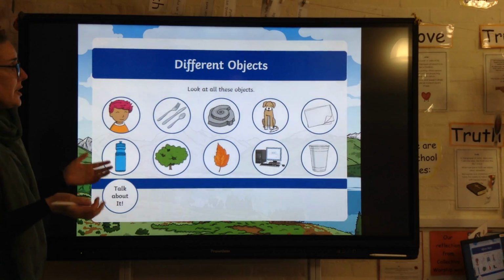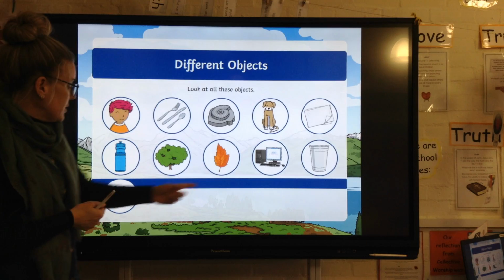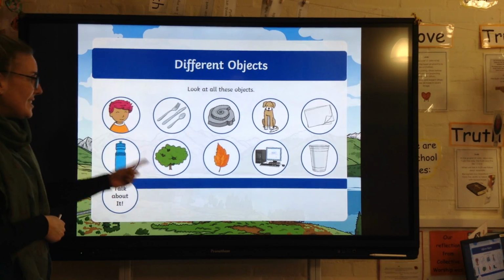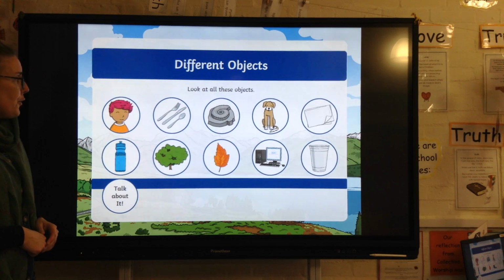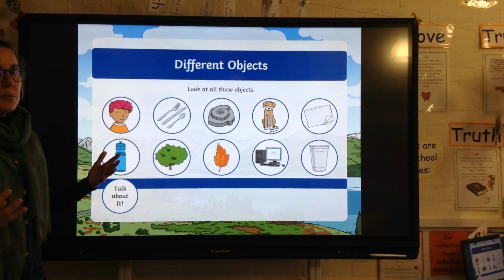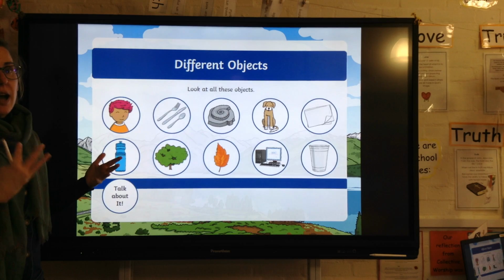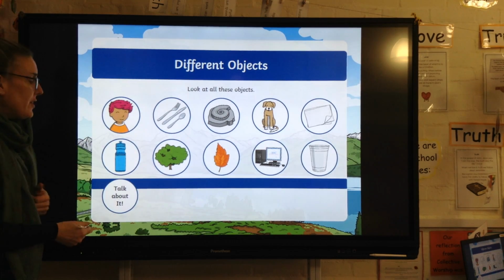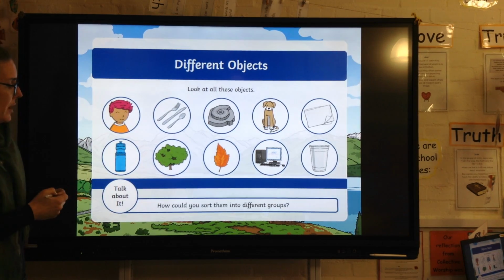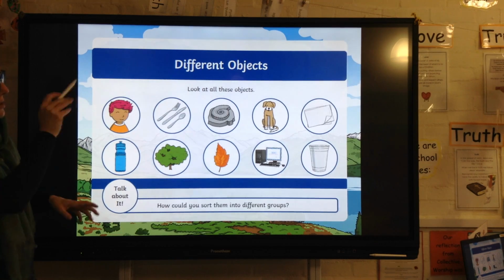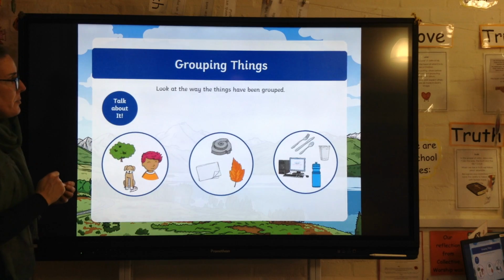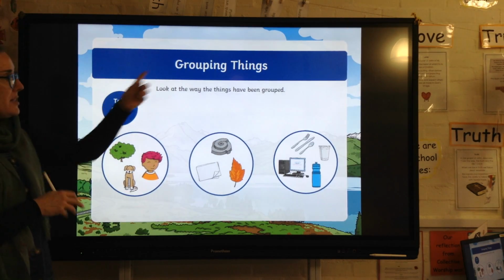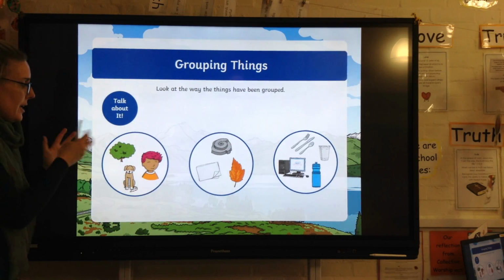So look at different objects. We've got lots of different things on here, and it says talk about it. So have a discussion at home about these different objects, thinking about those words, living, dead or never alive. How would you sort them? So think about how you might sort those objects out, okay.